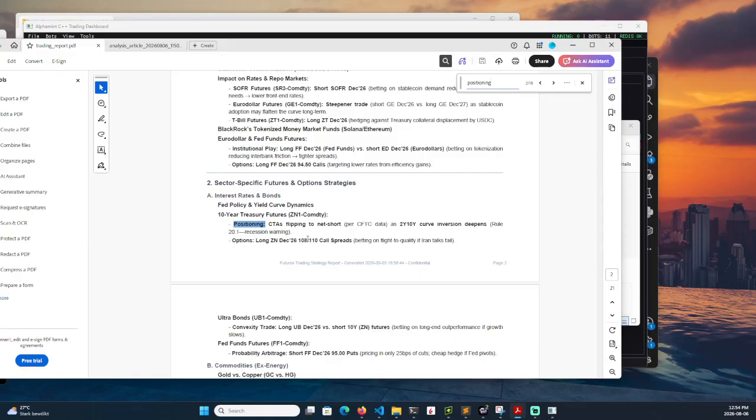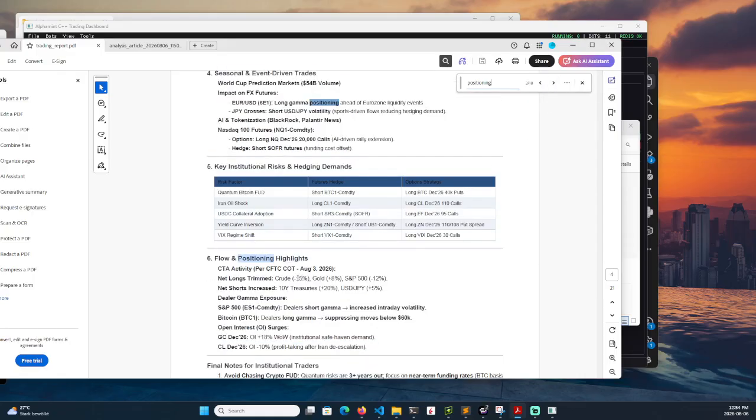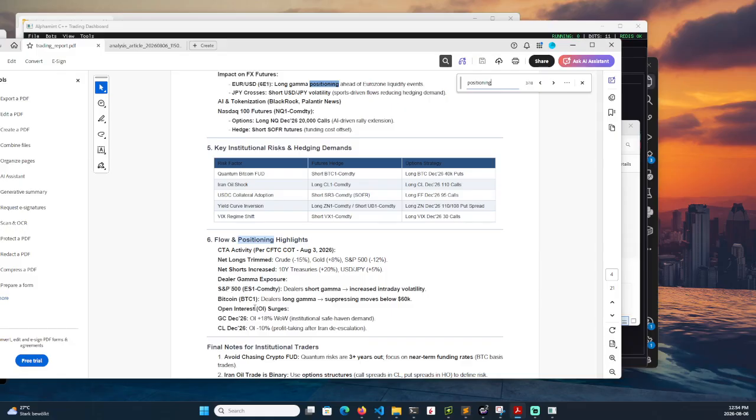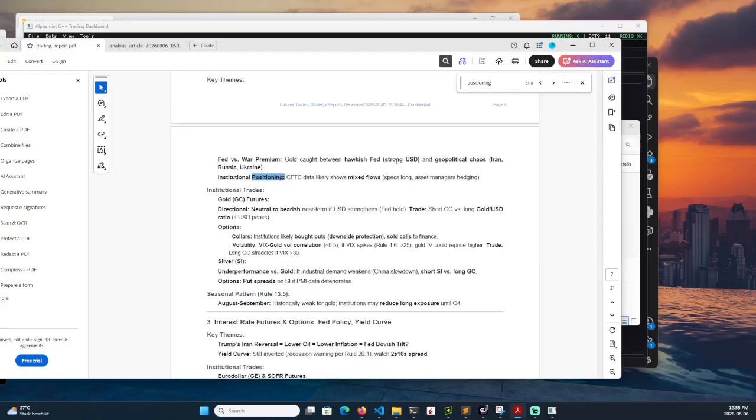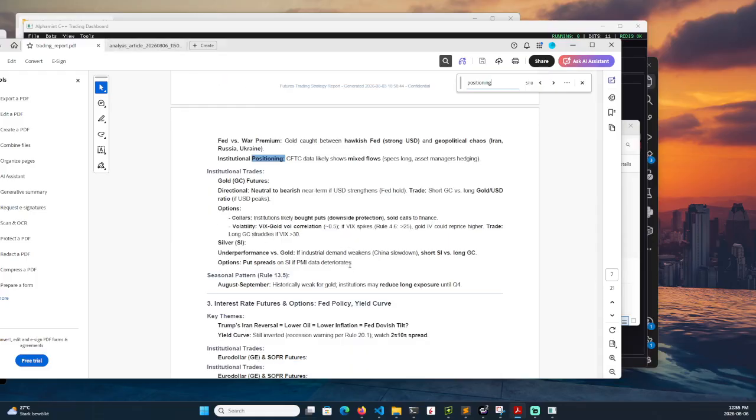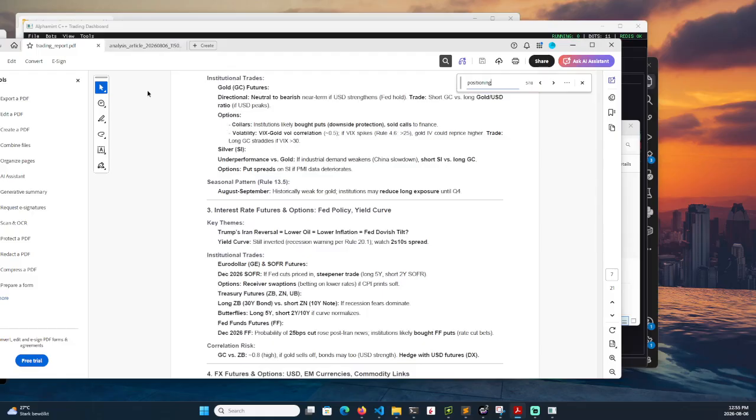We have CTAs flipping to net short as per CFTC data. And this is regarding interest rates because of Fed policy. We have some other things, what CTAs are doing as well. Dealer gamma exposure. So these are exactly telling you what the institutions are doing. Institutional positioning, CFTC data on mixed flow, on US dollar for strong, hawkish Fed, and so forth. So that's all institutional, across the board.